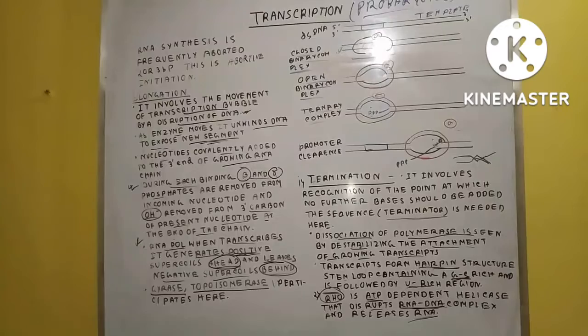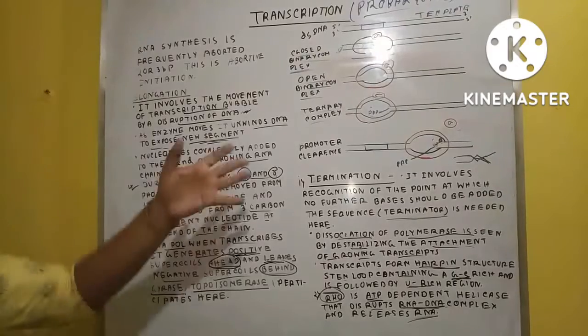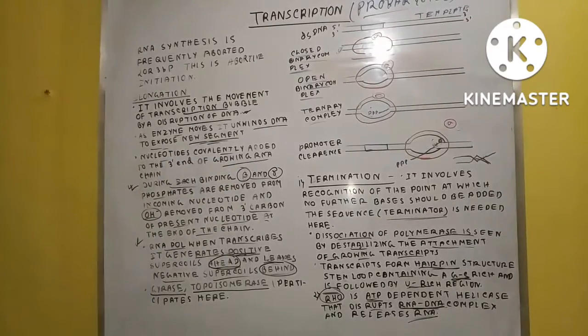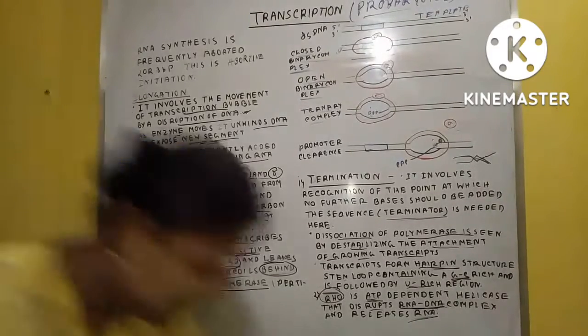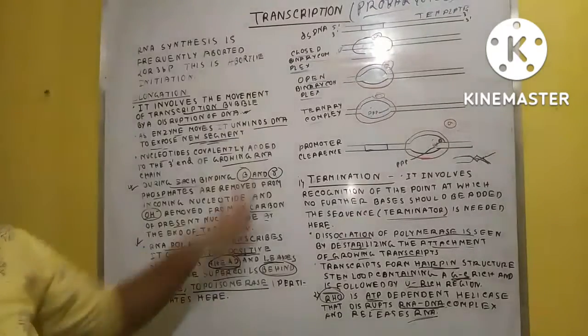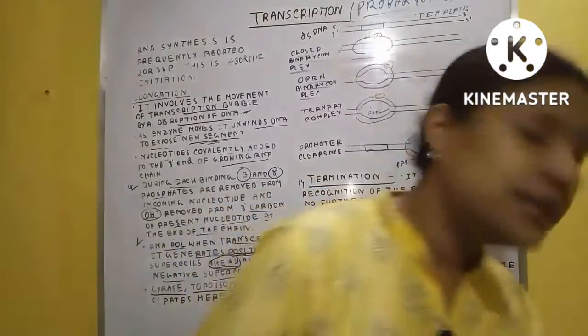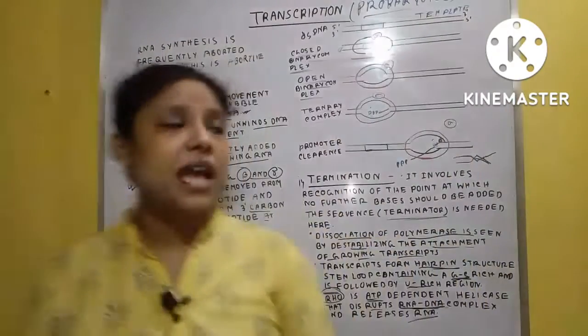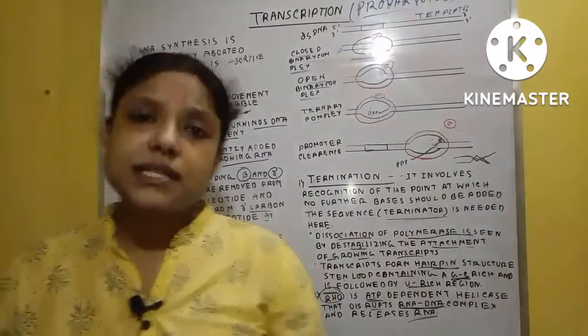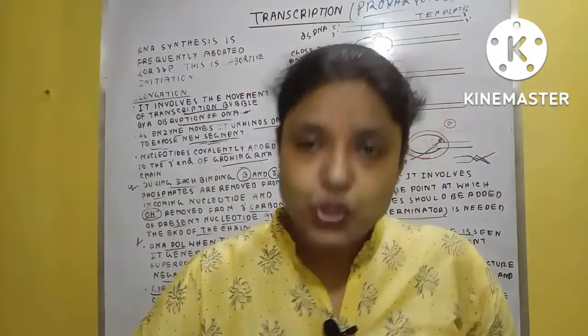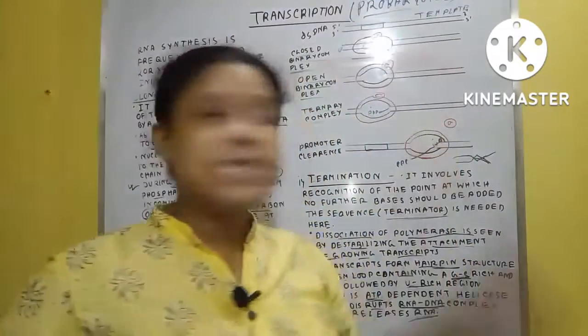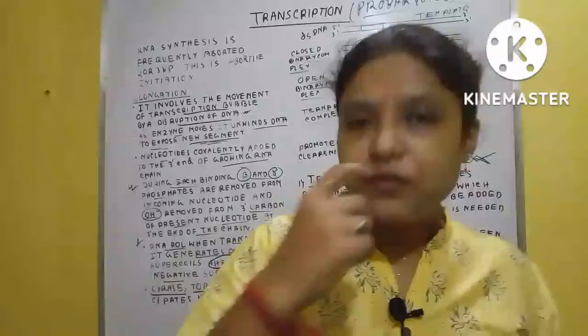I have explained this with a diagram, a rough diagram, obviously not a proper one. I am trying to explain it properly, and I think you can understand it, and obviously you can consult any book related to genetics after seeing my video, so it will be helpful to you.